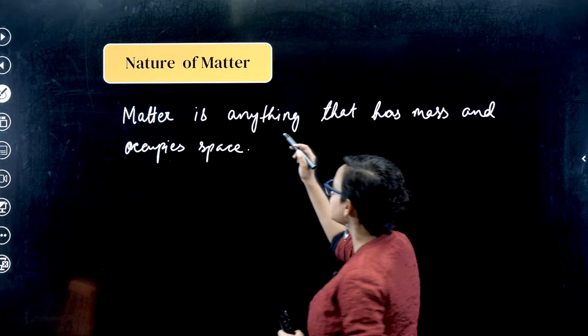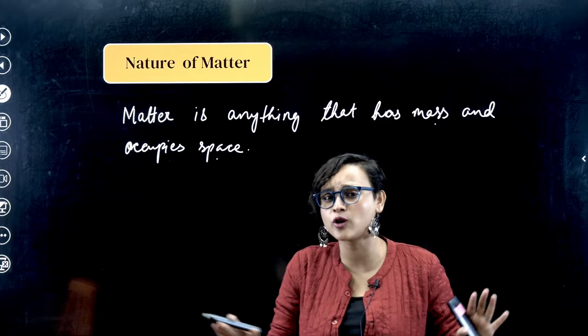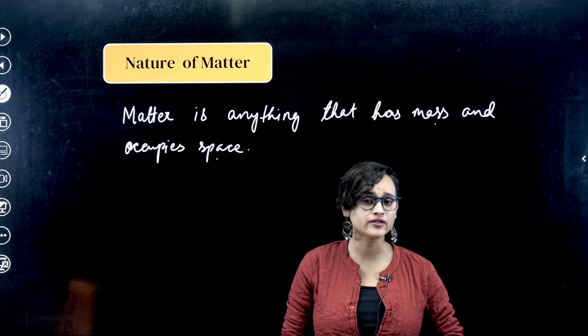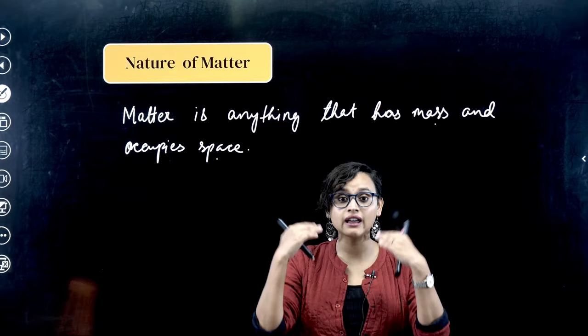Now look at the definition. It says that matter is anything that has mass and occupies space. Oh my God, if that is the case, then there are probably tens of thousands and billions and millions of matter around us, right? And everything is matter. Yes, the stones that you throw, the pen that you write with, the pencil, the eraser that you erase with, the blackboard, everything and anything, the air that you breathe, the water that you drink, all of it is matter.